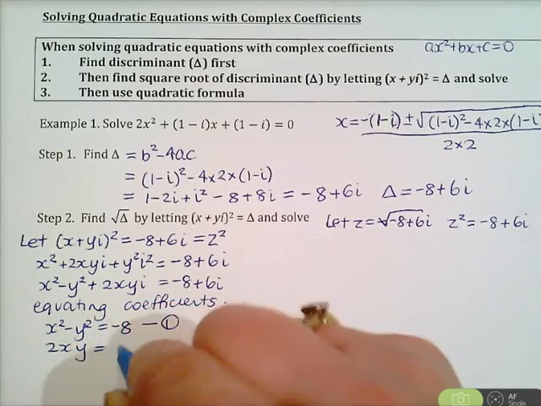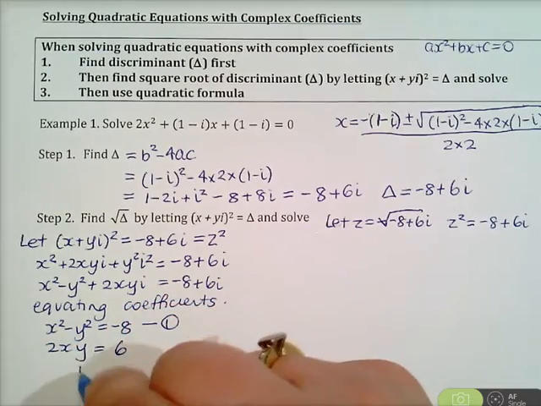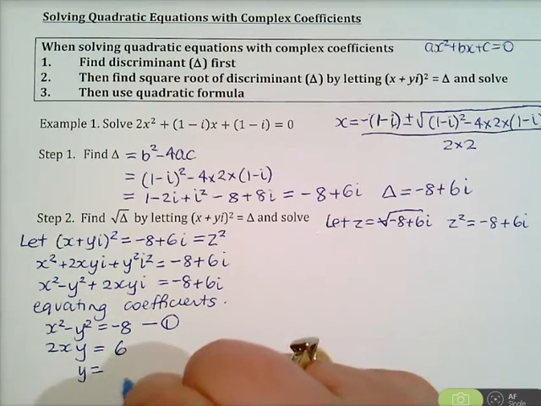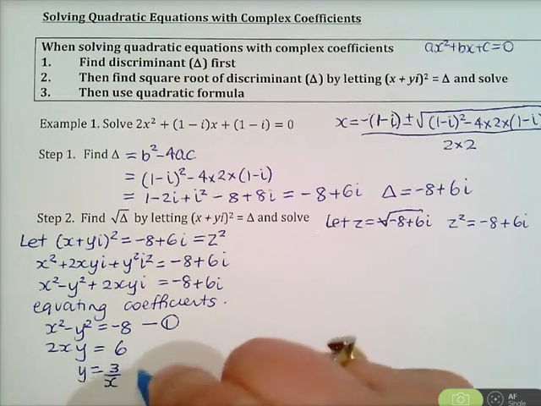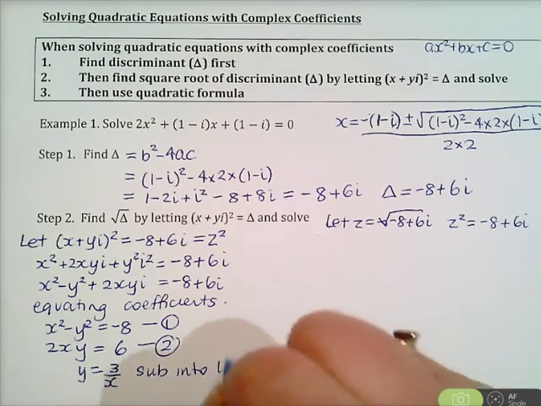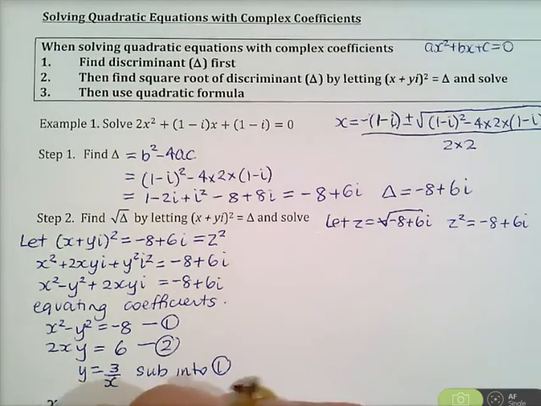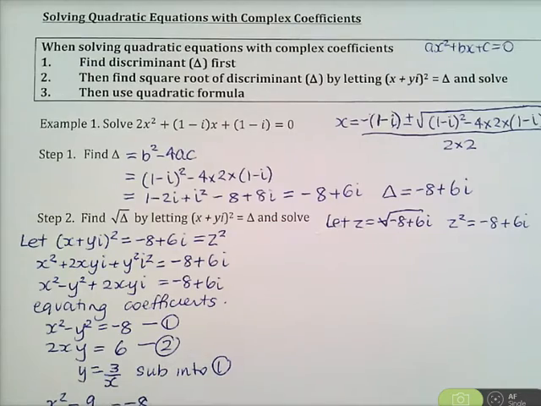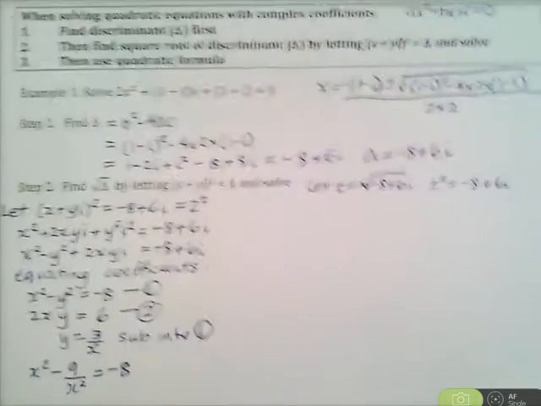that 2xy is 6. So therefore y is 6 on 2x, which is 3 on x. I'll call this equation 2. We're going to sub that into equation 1, and we're going to get x squared minus, now I'm going to square that straight away, minus 9 on x squared is negative 8. And multiplying through by, running out of room.